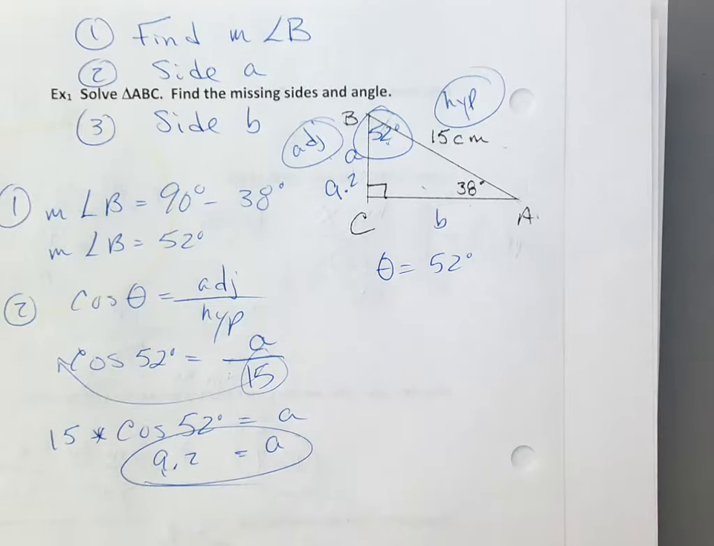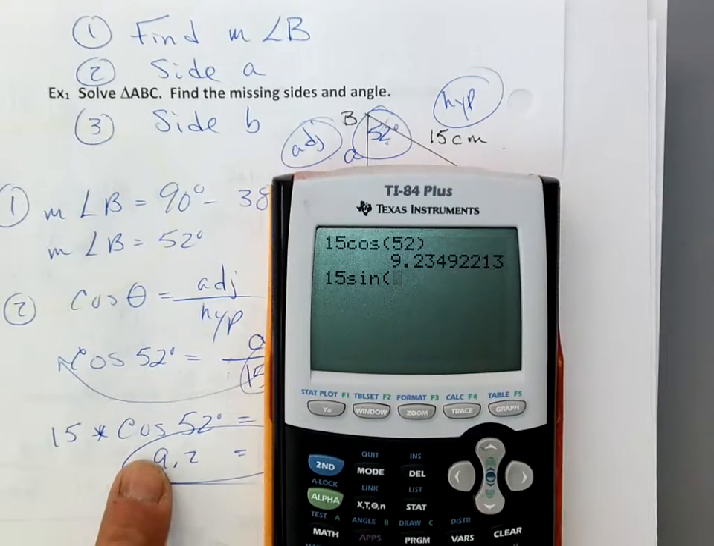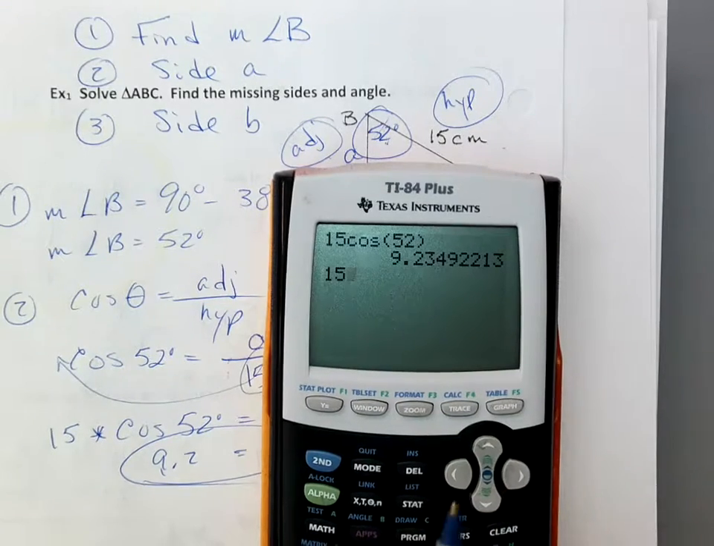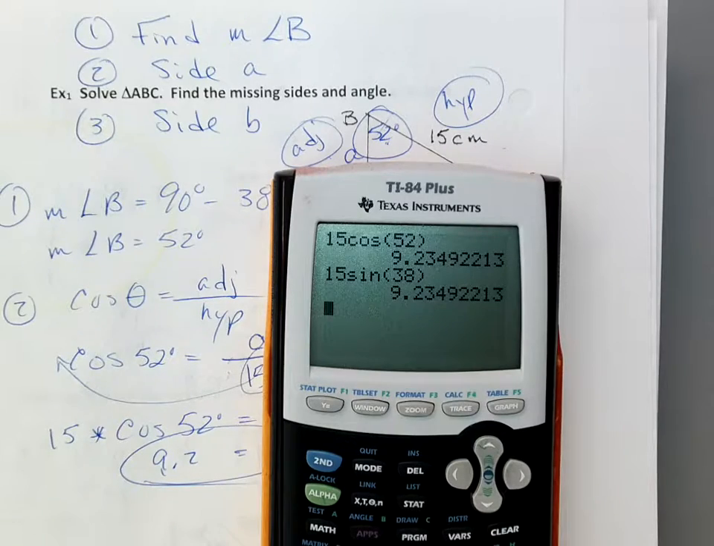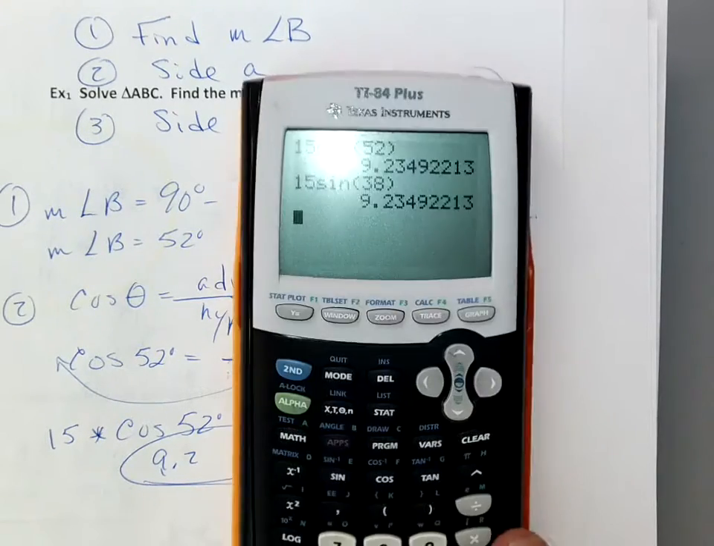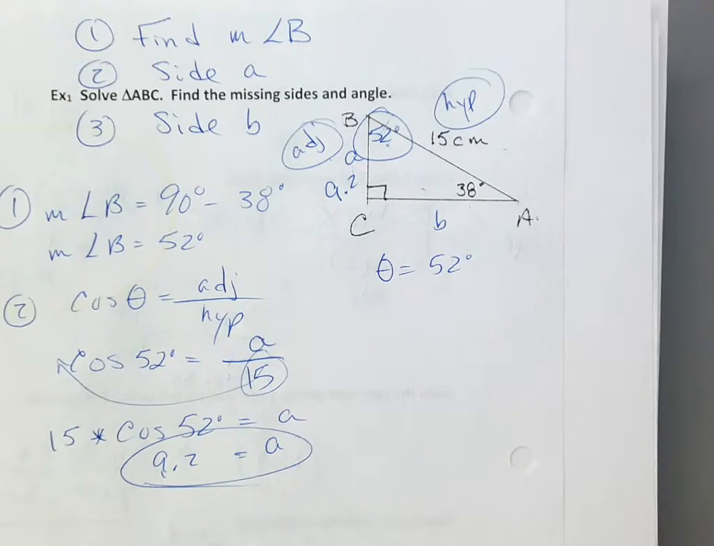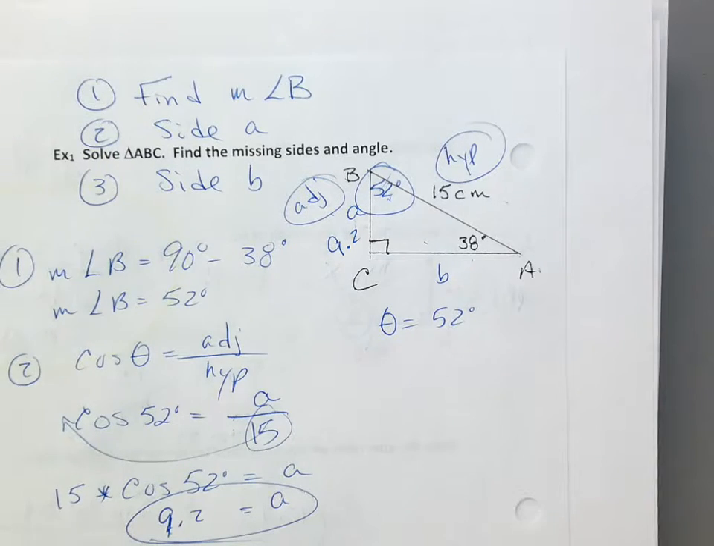Now, if you did start at 38, could you give us an answer? Absolutely. Watch this, because you'd have 15 sine of 38. Check it out. Same answer. Do you see it? Exact same answer. He got it right. He was looking at the right side. I did it in my head. Now, listen to this next piece.